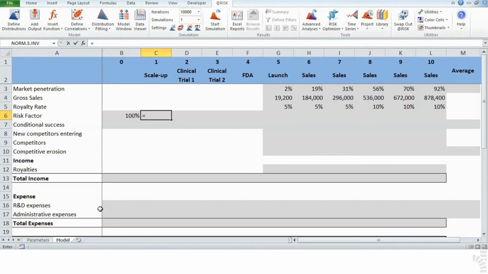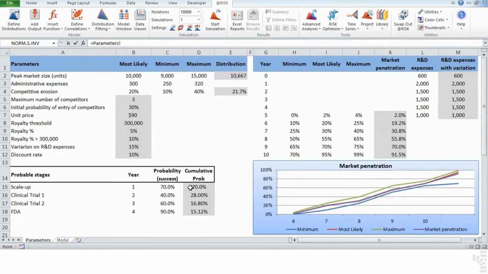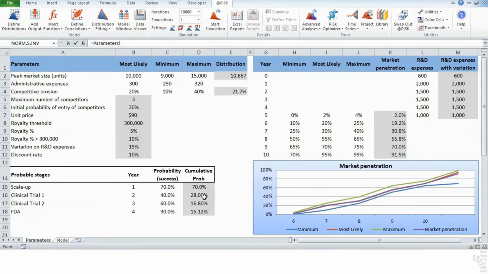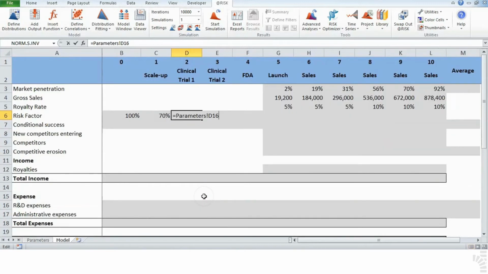31. On C6, reference cell parameters D15, the probability of being successful by the end of the first year on the scale-up stage, 70%. 32. On D6, reference cell parameters D16, the cumulative probability of being successful by the end of the second year on the clinical trials 1, 28%.